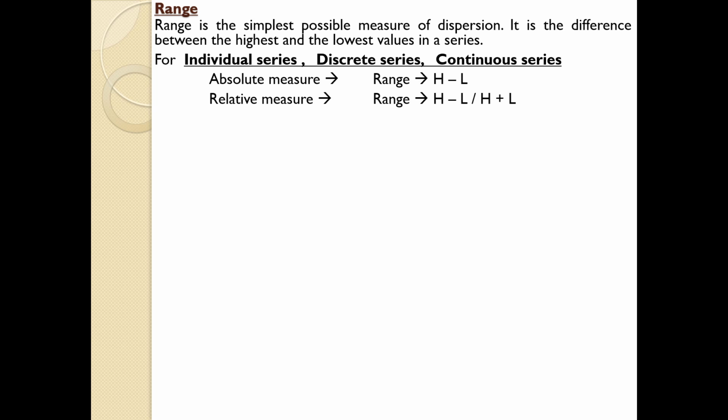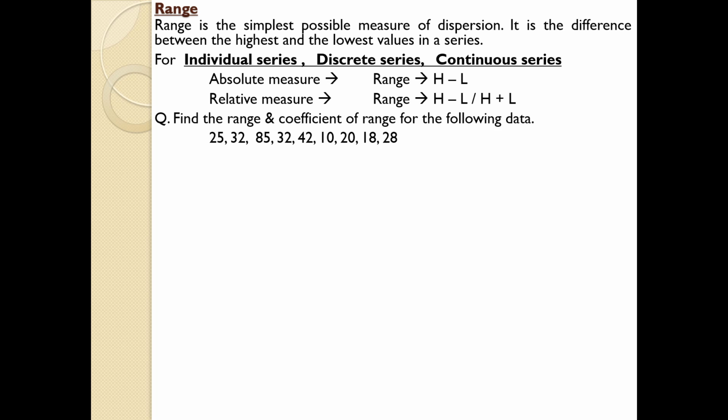So it's very easy to find. The equation is H minus L for measuring the absolute measure, and for measuring the relative measure it is H minus L divided by H plus L. Now find the range and coefficient of range for the following data. Very easy. This is an individual case. Try to find the highest value and the lowest value.